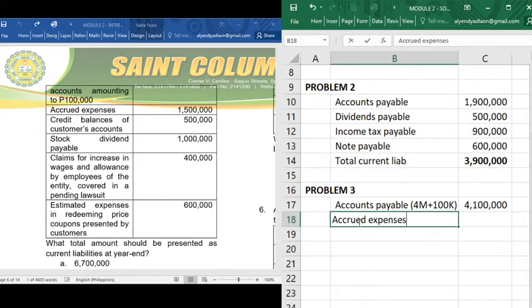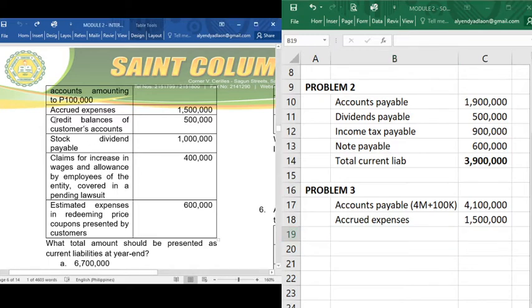Now, next we have accrued expenses. If the problem is silent, accrued expenses are usually current liabilities. Next, credit balances of customers' accounts. So, credit balances of customers' accounts are the opposite of debit balances of suppliers' accounts. Credit balances of customers' accounts are customers' accounts that are in credit. Take note that the customer's account in an entity is the accounts receivable. And the normal balance of an accounts receivable being an asset is debit. But in this case, what happened to our customer's account is it now becomes credit.